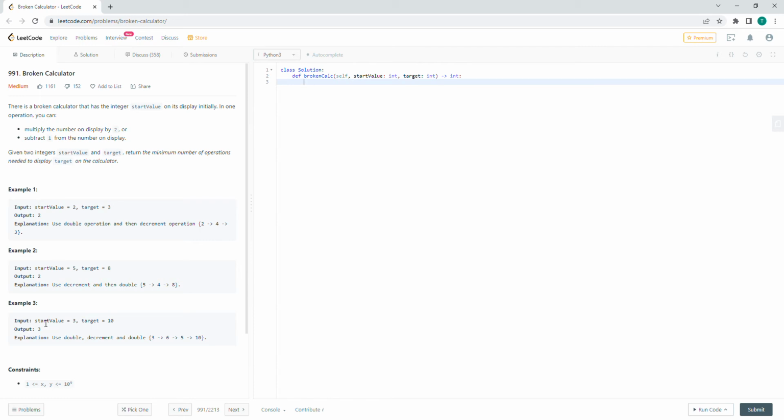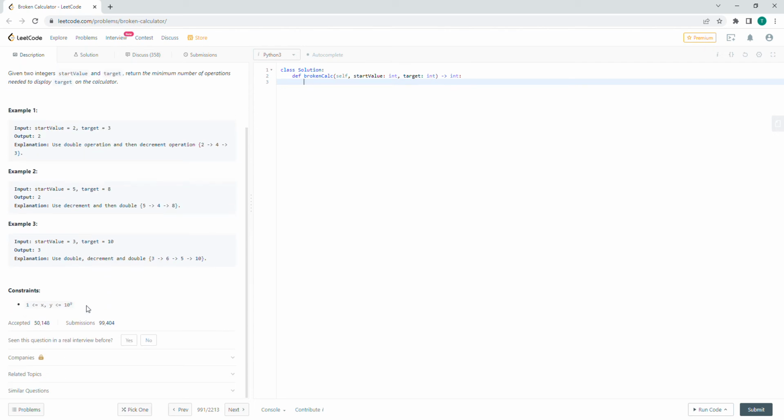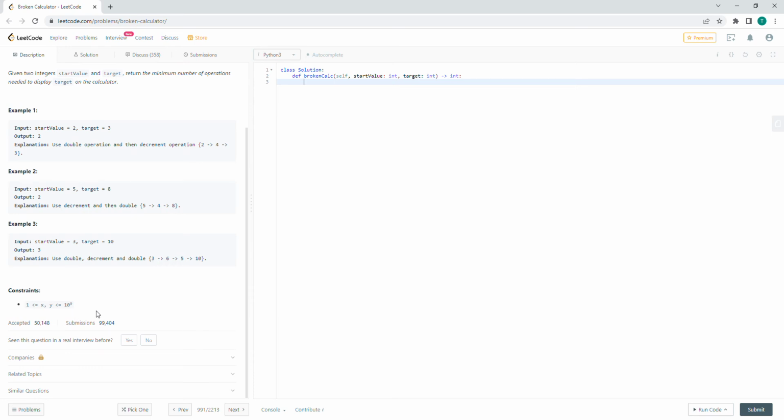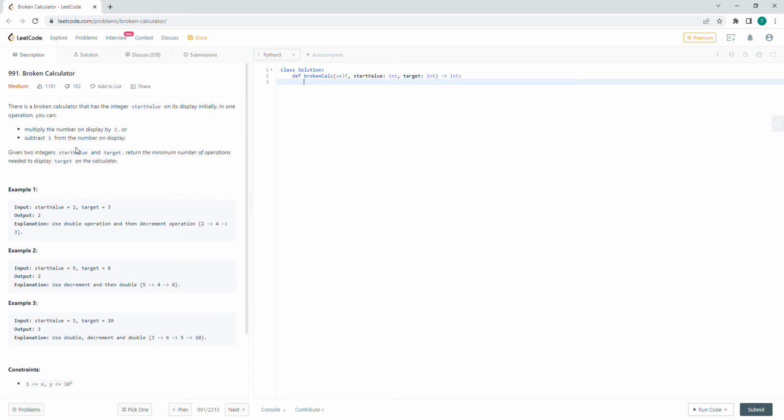Start value of 3. So what you want to do is use a double, times 2, times 3. Double would be 6, minus 1, times 2 again. So it'll be double, decrement, double, as mentioned here, to get 10. X and Y, or in this case, I guess start and target values, are between 0 and 10 to the 9. And that's pretty much the idea.